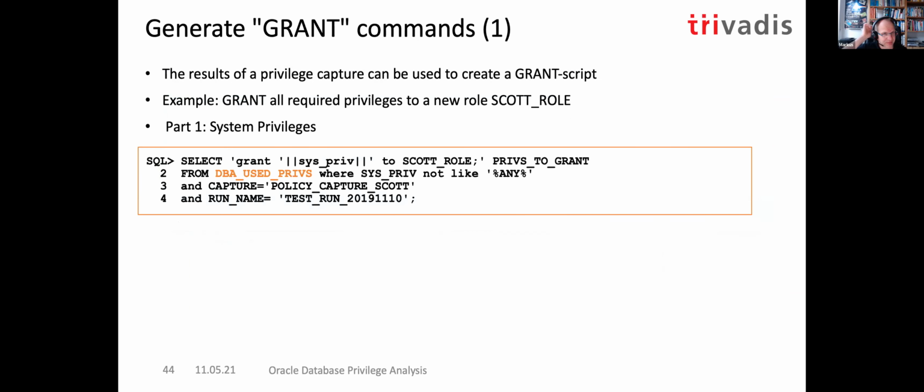So the next step is to generate commands for granting a reduced privilege set. As we are working with the user Scott in this demo, we create a new role, SCOTT_ROLE, and the first step is to grant system privileges. So we go to DBA_USED_PRIVS, filter all the system privileges, and simply create a grant script with this short four lines of SQL code.